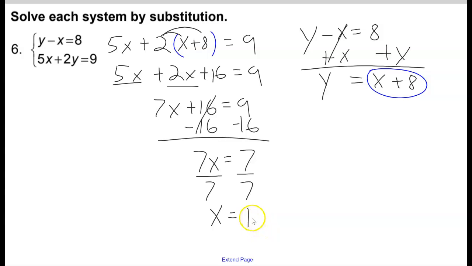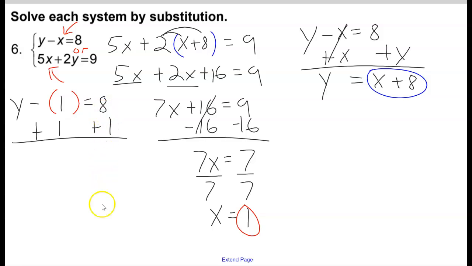Now I'm going to take that 1, almost there. I'm going to take that 1 and plug it back in. You can plug it into either one of these, okay? But I'm going to plug it into the first one here. So now I've got y minus 1 is equal to 8. Alright. I'm going to do the opposite of subtract 1 and add 1. 8 plus 1 is 9. And y is equal to 9. So the point on this one is 1, 9. Alright, so I went quicker than I thought I had to, but here's the point, 1, 9.